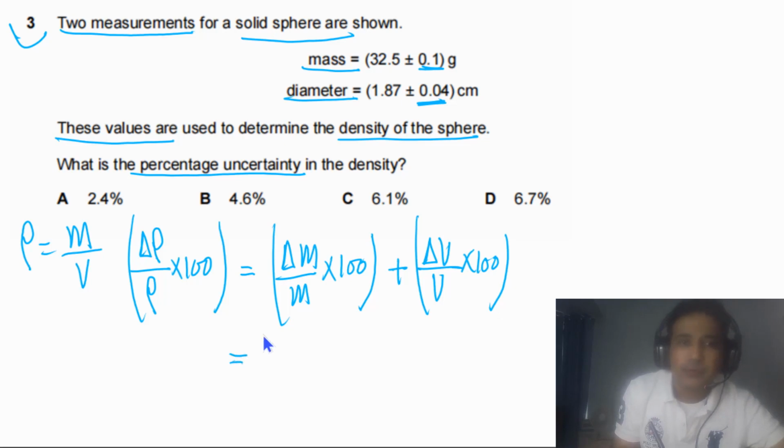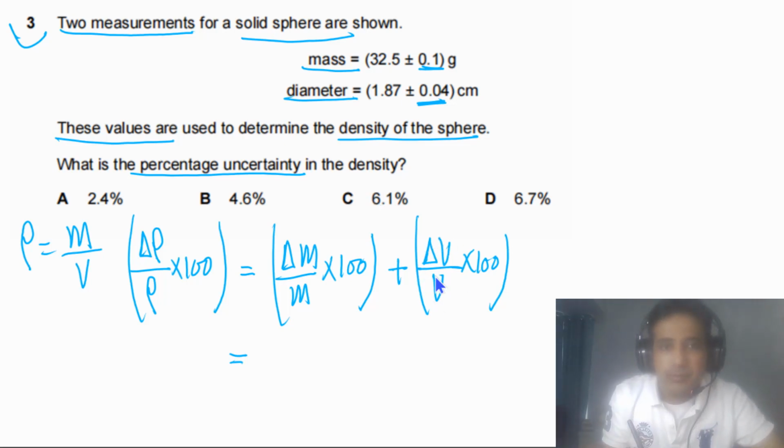For the mass, we can simply write down the absolute uncertainty, divide it by the mass, and multiply by 100 to calculate the percentage uncertainty in mass. But percentage uncertainty for volume is a bit tricky.